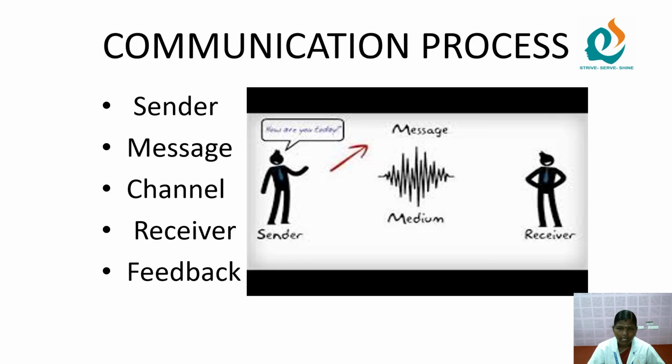Next, move on to the communication process. We have already seen the sender, message, channel, receiver and feedback. The sender is the one who sends the message, written or oral. The message is what exactly you write or say. The channel is the means through which you give the information, such as audio, video or visual aids. The receiver is the one who receives the message. Then the receiver gives feedback. This is the communication process.